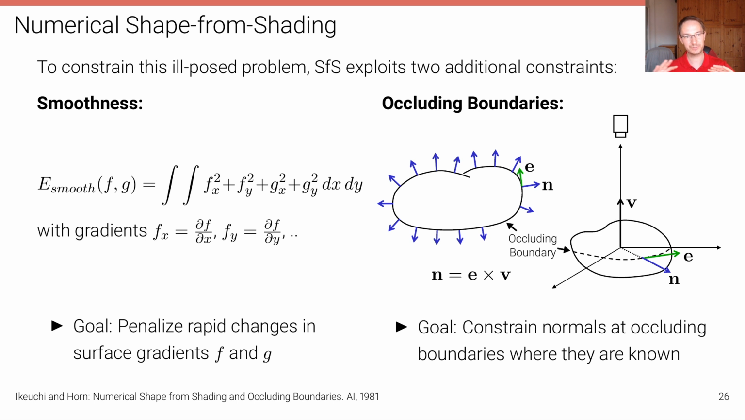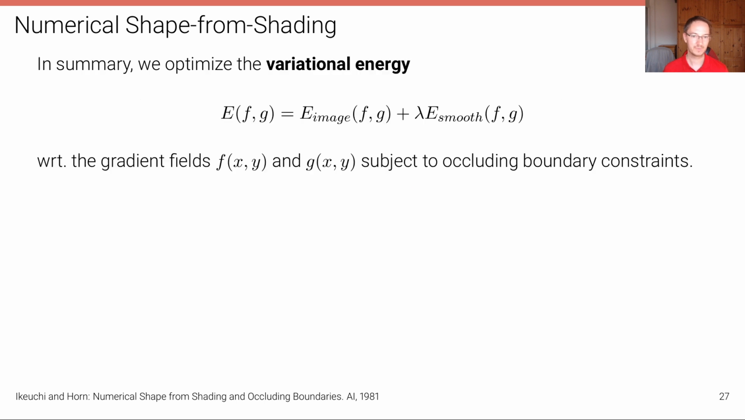Now with these two constraints, the smoothness constraint that is applied everywhere on the object in the image, and the occluding boundary constraint that is applied at the boundaries of the object, we can now solve the problem. So in summary, we optimize a variational energy. It's a variational energy here because we still use this continuous formulation.